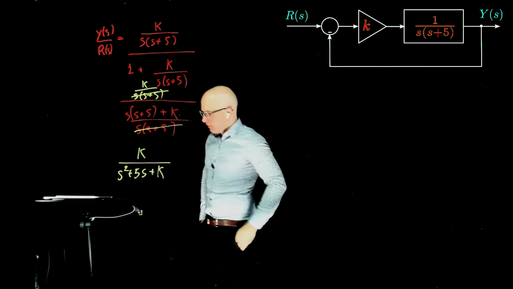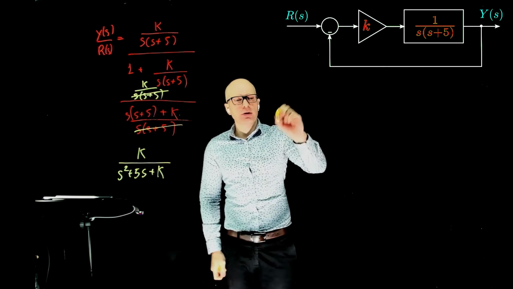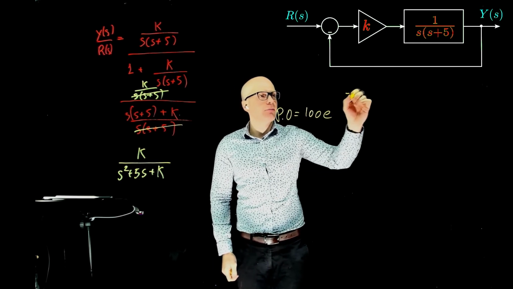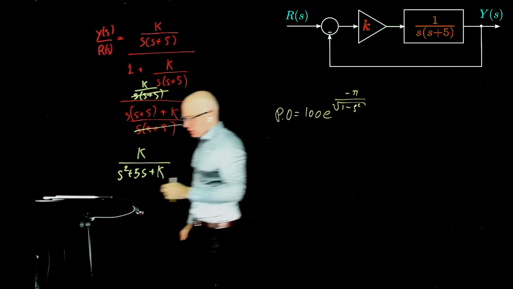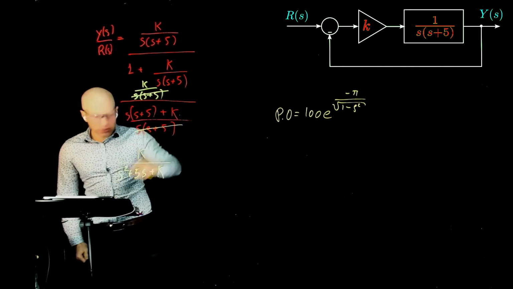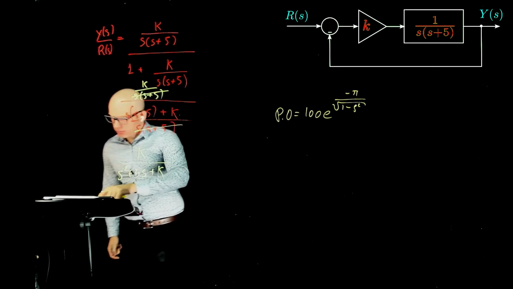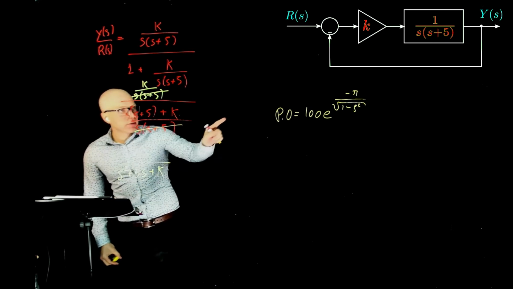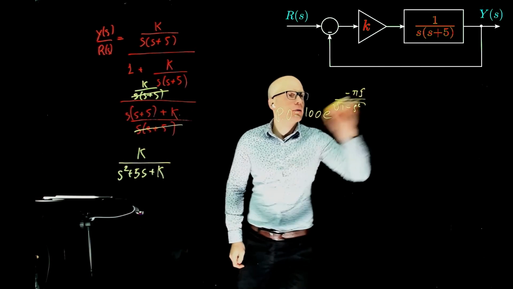So how would you do that? We could say that the percent overshoot is 100 times the exponential of negative pi zeta over the square root of 1 minus zeta squared. Is it z squared minus 1 or 1 minus z squared? It's 1 minus z squared. Okay, that's right. And I forgot the zeta on top here.